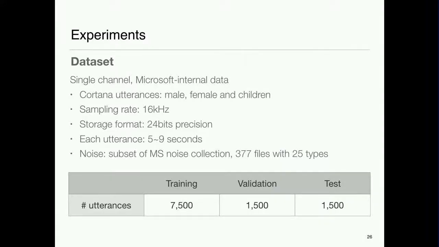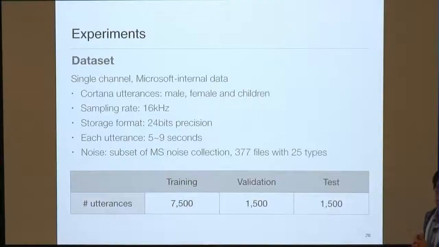Okay, so I'm going to introduce the experiment. The specific data set we use here is a single channel Microsoft internal data set, collected using Cortana. The utterances contain male, female, and children speech. The sampling rate we're going to use is 16K, and each utterance is around 5 to 9 seconds.